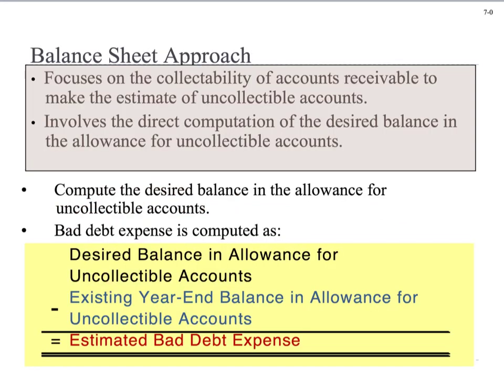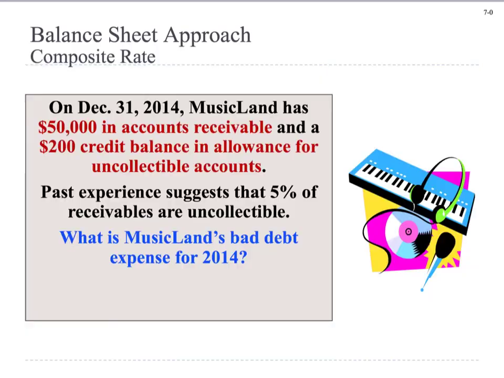Now the next approach we have is the balance sheet approach. Under the balance sheet approach, you're using the accounts receivable balance to come up with this. That can come from the accounts receivable aging report. And what you can see here is you have your desired balance less any existing balance. That's what the desired balance is going to be, but you have to subtract any existing balance to come up with your estimated bad debt expense, and therefore how much you're going to add to your allowance for doubtful accounts.